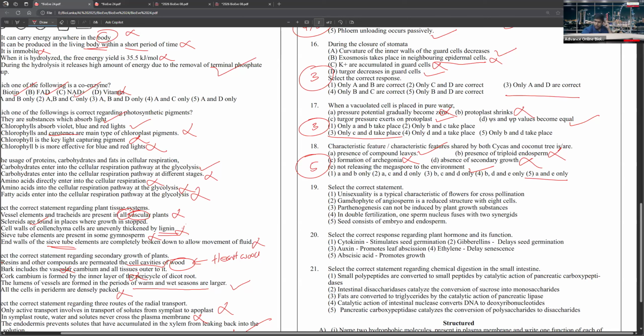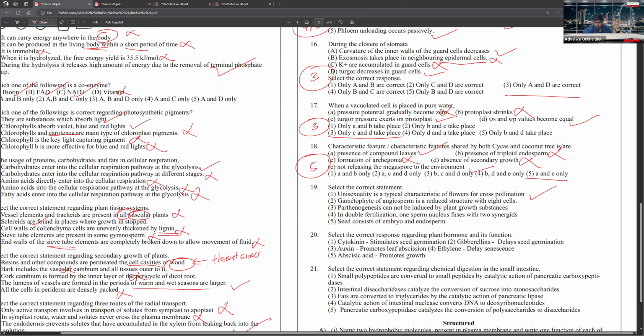Unisexuality is a typical characteristic of flowers for cross-pollination. Is that correct? Correct.